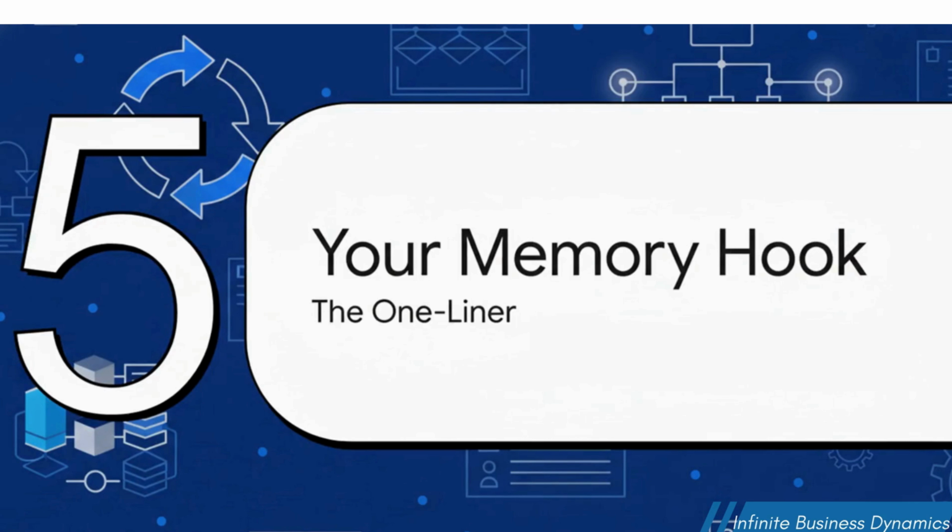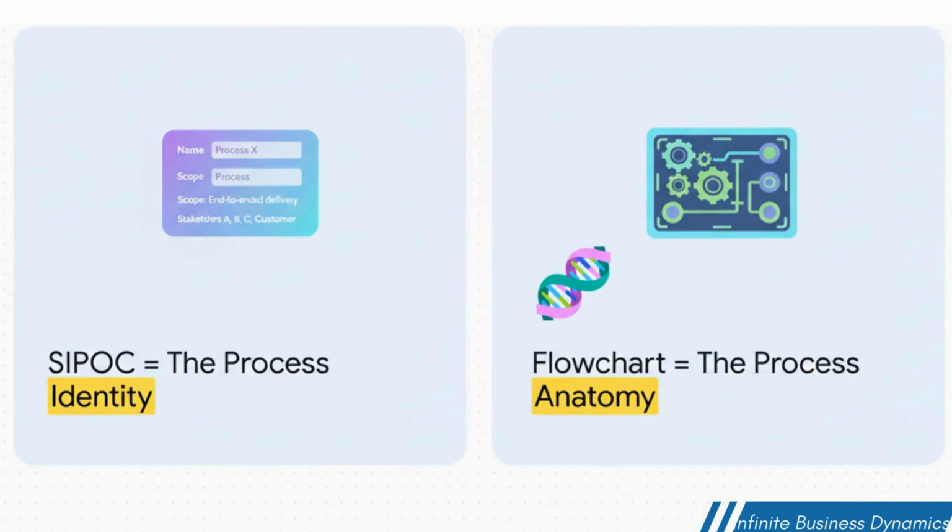Okay, let's bring this all home. To really lock this in and give you a simple, powerful way to remember the difference forever, here is the final memory hook. Just think of it like this. The SIPOC is the process's identity card. It tells you its name, who it serves, and where it fits into the larger organization. The flowchart, on the other hand, is the process's anatomy. It's the X-ray that shows you the internal structure, the bones, the organs, and how all the pieces are connected to actually make it work.